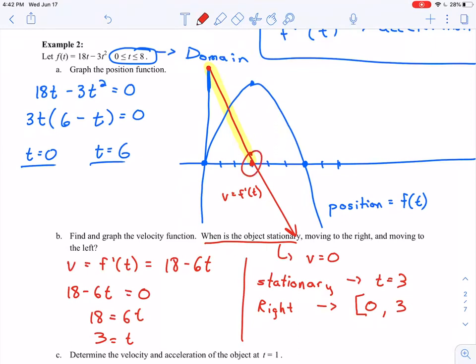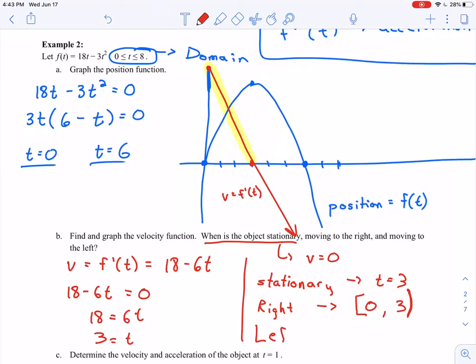At 3, however, the velocity is not positive. It's 0, and we said it's stationary. It can't be stationary and moving to the right at t equals 3 seconds. It's got to be one or the other. So the way I'm going to show that 3 is not included in this interval is I'm going to use parentheses. That shows that I want all of the numbers between 0 and 3, including 0, that's what this part says, but not including 3.